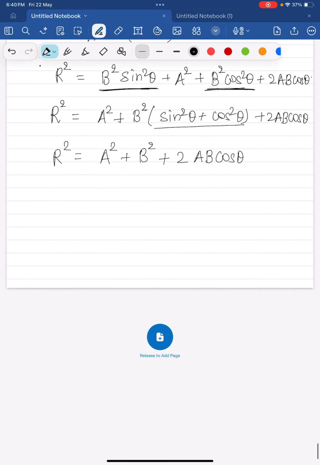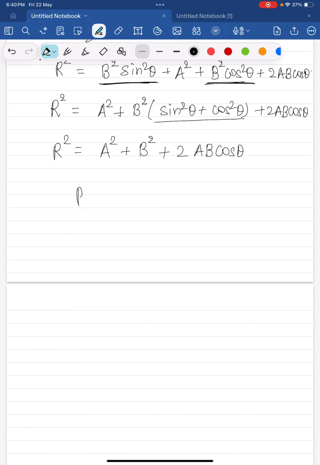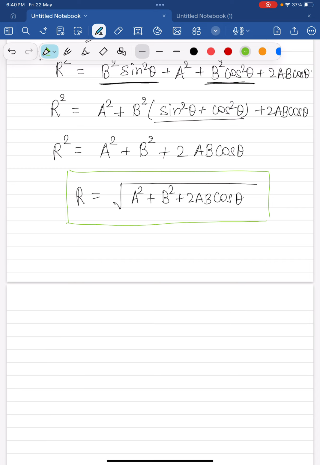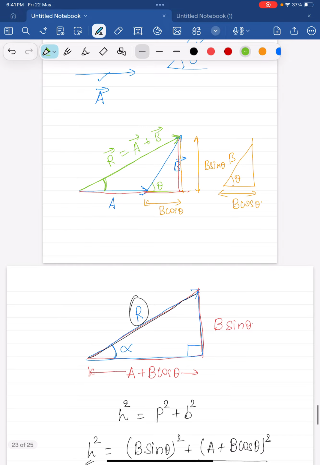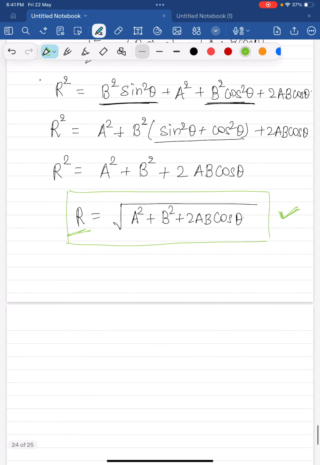So the formula of resultant vector will be equal to root over a square plus b square plus 2ab cos theta. This is the important formula of this chapter. We will use this formula several times, so you should know about this formula. So magnitude of resultant will be equal to root over a square plus b square plus 2ab cos theta, where theta is the angle between vector a and vector b.